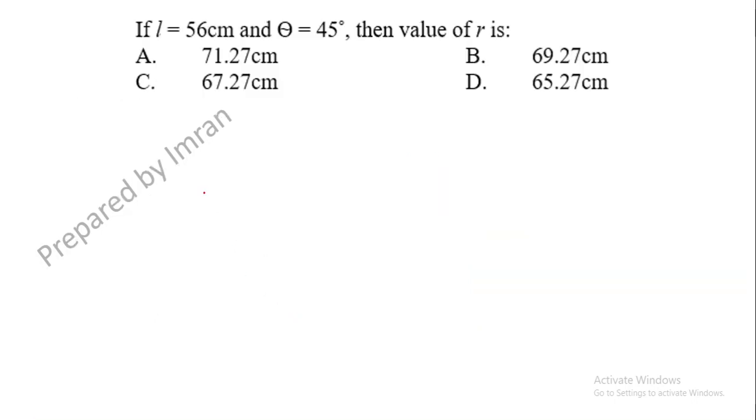So he says that when the value of L is equal to this, and theta is equal to this, what will be the value of R? We know very well that in all these questions theta must be in the form of radian. This is a very important thing you must keep in your mind in all such questions.